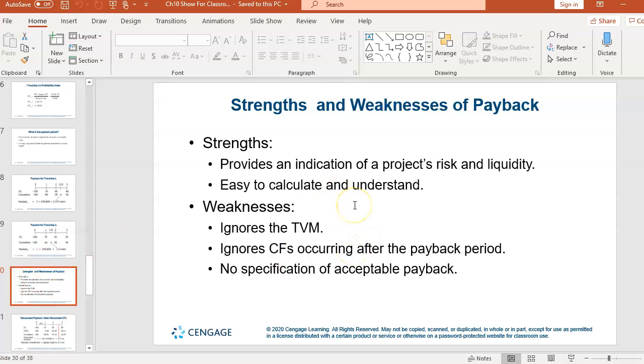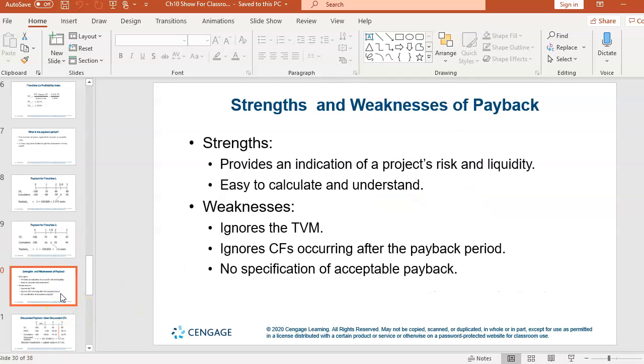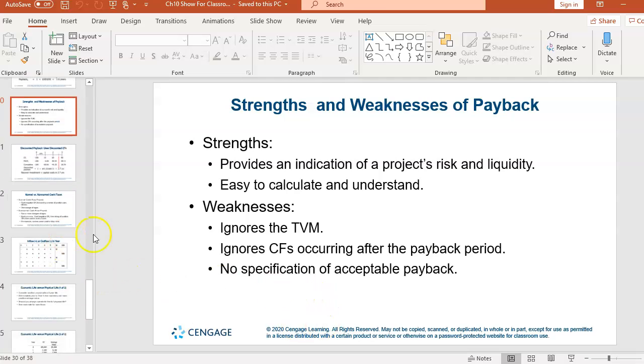Very easy to calculate and understand. However, there's nothing here about the time value of money. Not one thing in here deals with time value of money. It ignores cash flows that occur after the payback period. So it just kind of stops once we get to the payback calculation. It never takes into account cash flows that happen after payback. And it also says here there's no specification of acceptable payback. Okay, so there's really no measurement of what's a good amount. Like we have rules of thumb to follow for NPV, IRR, and MIRR. There really isn't one for payback, is what they mean.